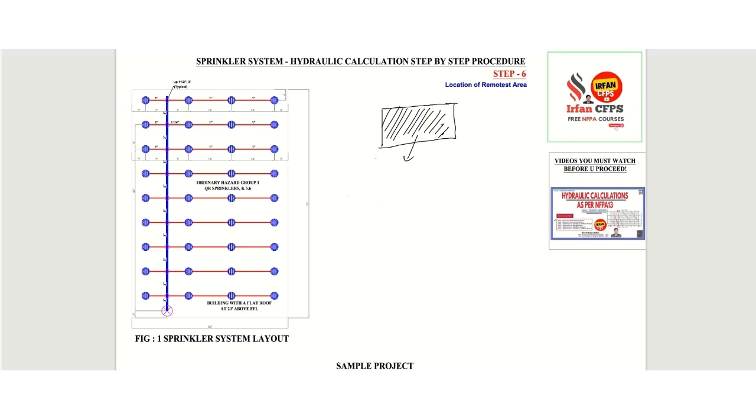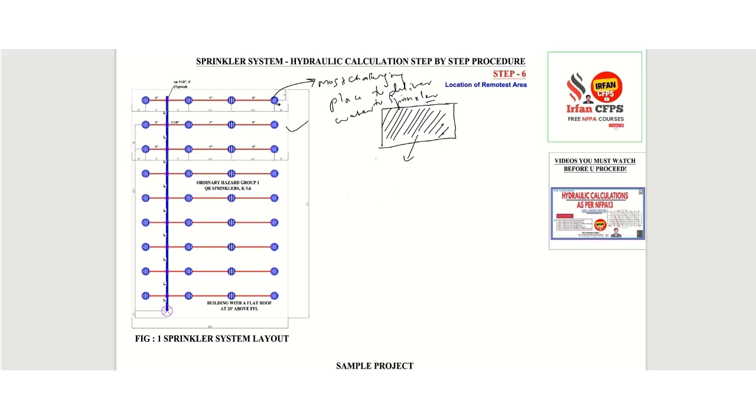So from this drawing we can likely guess that this will be the remotest sprinkler and the most challenging place to deliver water to a sprinkler. So this is the most challenging sprinkler for the water to reach.